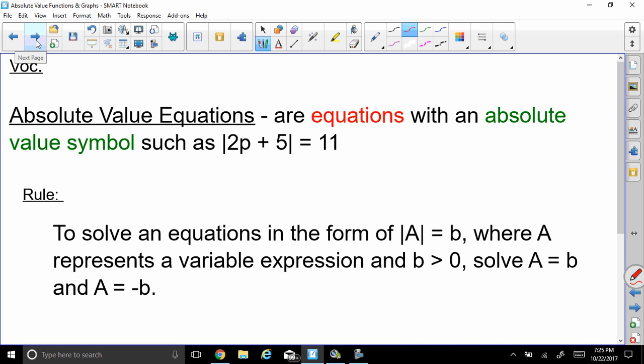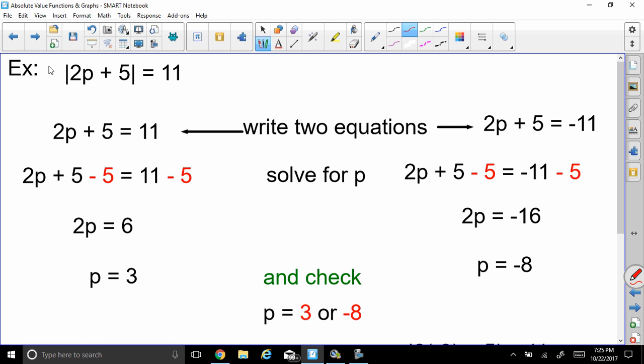So let's take a look at what they're talking about. Here we have an example. Absolute value of 2p plus 5 equals 11. So we're going to write two equations. Here is our absolute value of this stuff. We're going to make one equation equal to positive 11 and write the other equation equal to negative 11.